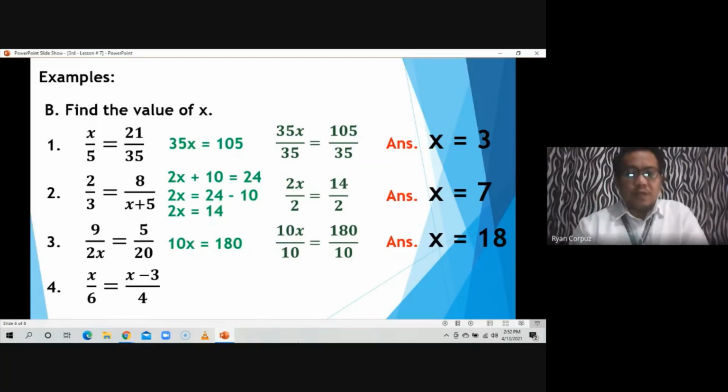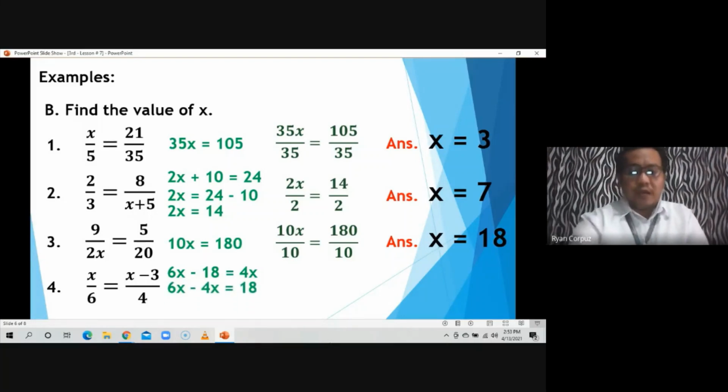So unahin natin i-multiply yung 6 and x minus 3. So magkakaroon tayo ng 6x minus 18 is equal to 4x. Paano nangyari yun? That's 6 times x, that would be 6x minus 6 times 3, that would be 18. So it's equal to x times 4, which is 4x. So this time, simplify by moving 4x to the left side of the equation, and moving 18 to the right side. So magiging 6x minus 4x is equal to 18. 6x minus 4x, that would be 2x is equal to 18.